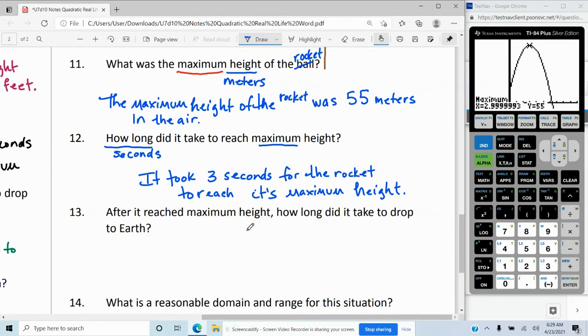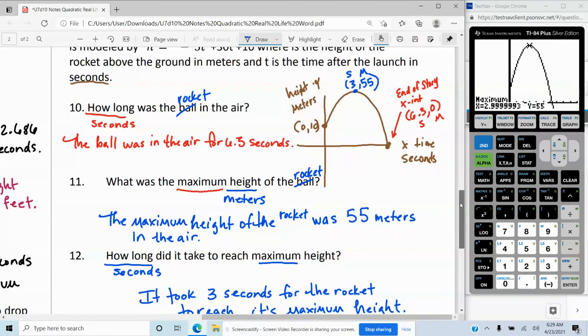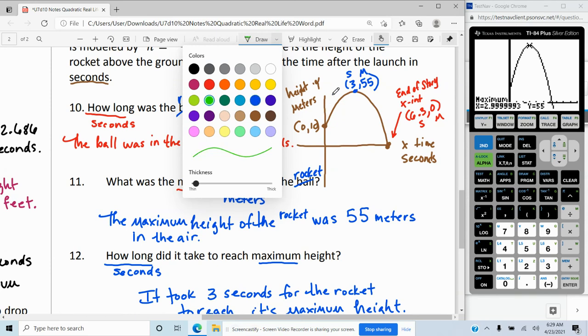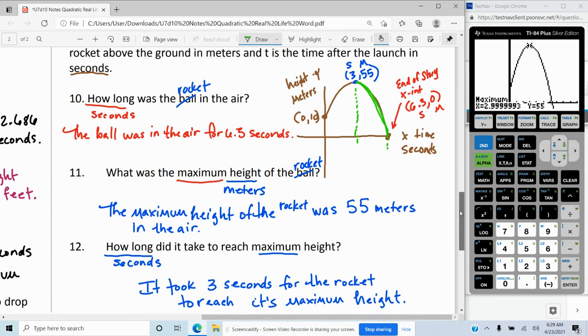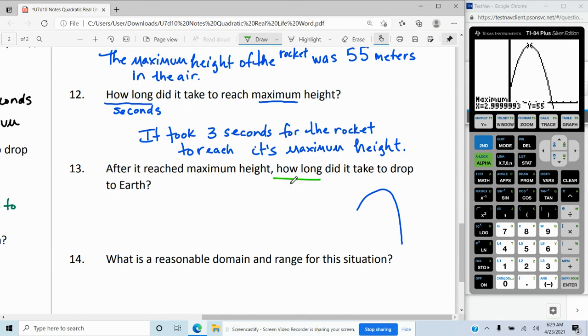After it reached the maximum height, how long did it take to drop to the earth? Okay? So again, what they're looking for, I should just go off of this one here. So once it got here, they want to know how long did it take to go from here to there, right? All right. So on this one, we already said, how long? That means seconds, right? So we're going to be focused on seconds. Let me kind of write that down. How long? That means seconds.